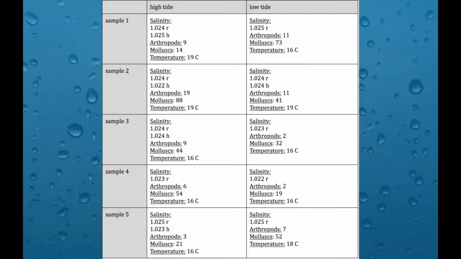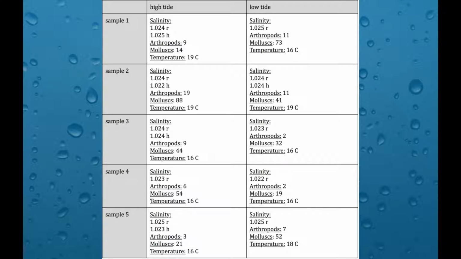The number of arthropods counted was 6, while the number of mollusks counted was 54, and the temperature recorded was 16 degrees Celsius. In sample 5, the specific gravity recorded were 1.025 and 1.023. The number of arthropods counted was 3, while the number of mollusks counted was 21, and the temperature recorded was 16 degrees Celsius. The other 5 samples were recorded in low tide.